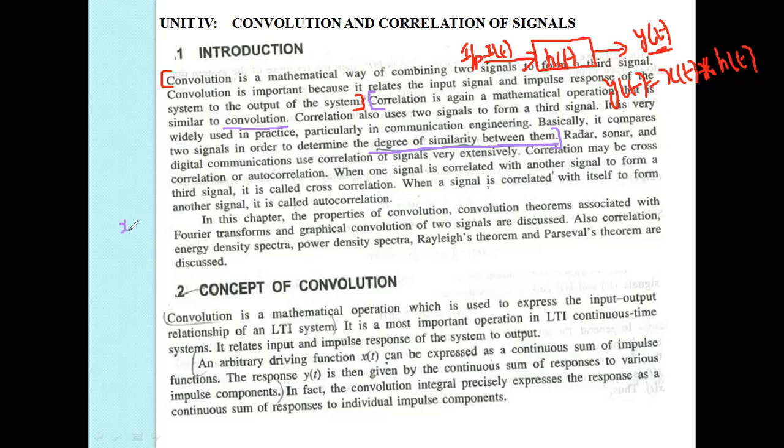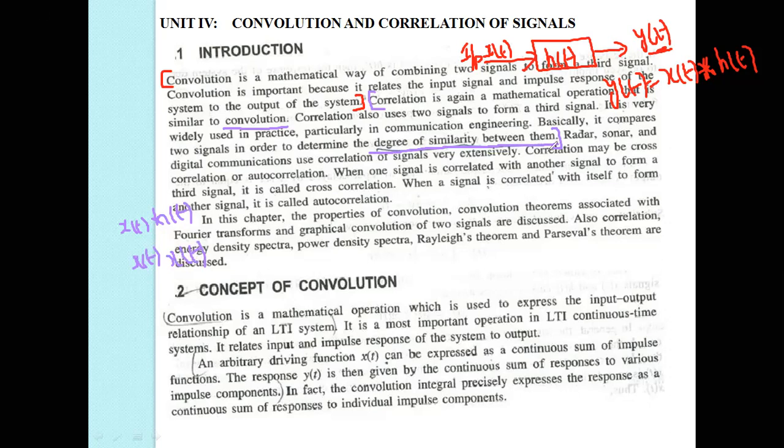Cross correlation means x of t is compared with h of t, two different signals. Auto correlation means the same signal only: x of t and x of t, similar signals. Cross is two different signals, auto correlation is the same signal. Same signals we are comparing. First we deliver one signal, and the second time we deliver the same signal, but at the receiver side you have to compare these two signals, to see how far the degree of similarity is between these two signals after the receiving end.